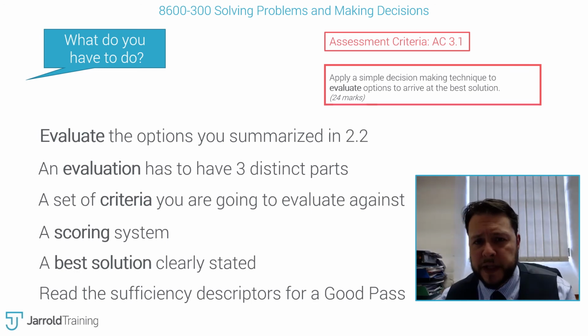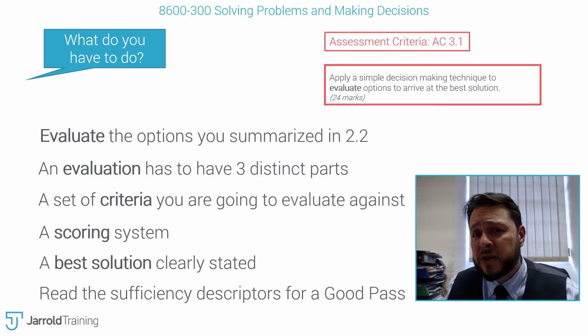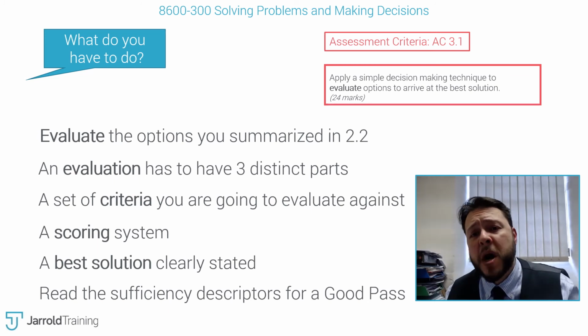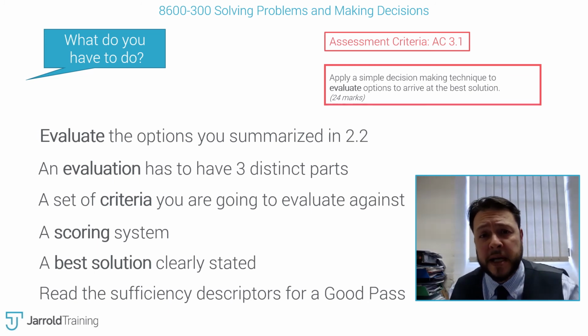Read the sufficiency descriptors. It will enable you to realize that in this question, the way to get extra marks is to do things such as clearly describing the criteria rather than just listing or identifying them, and coming up with things like a weighted scoring system where you actually recognize that some things are more important than others.